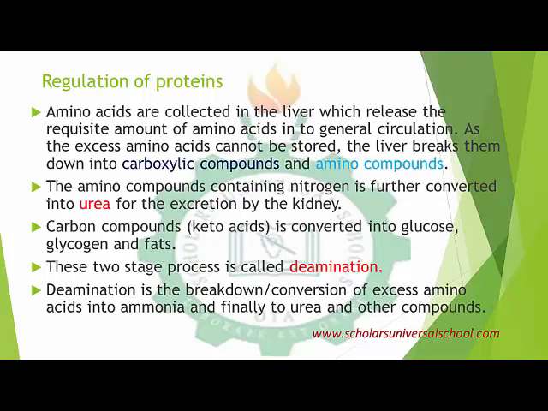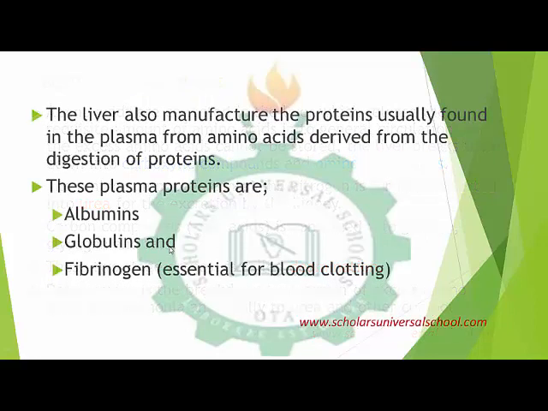Those processes by which the liver converts excess amino acid into less harmful substances or useful substances like glycogen and fat is called deamination. So in short, I can say that deamination is the breakdown or conversion of excess amino acid into ammonia and finally to urea and other compounds like glycogen and fats that I've already mentioned.